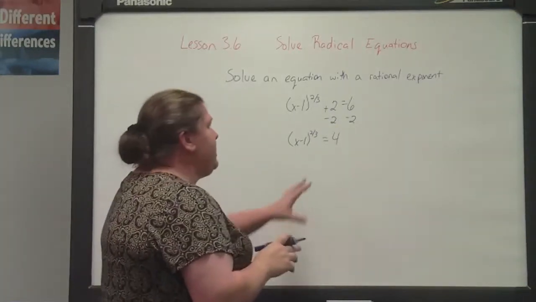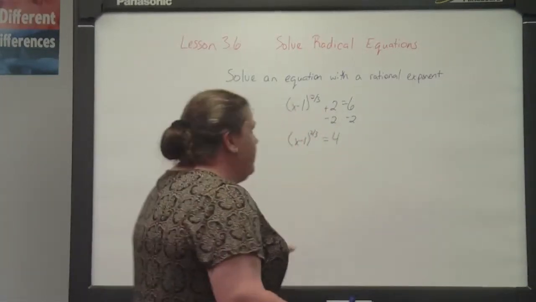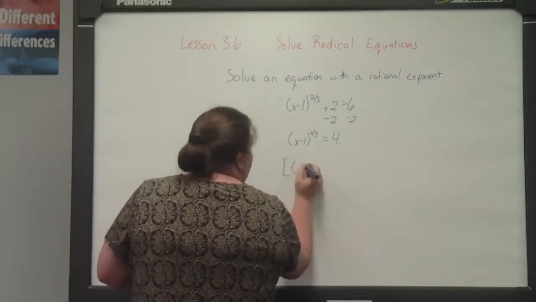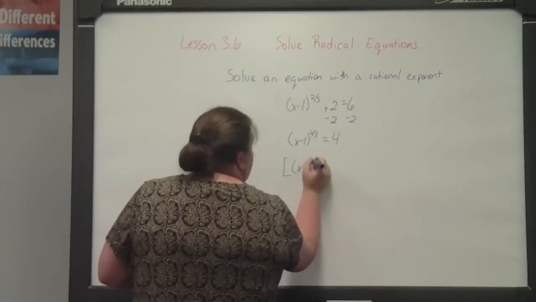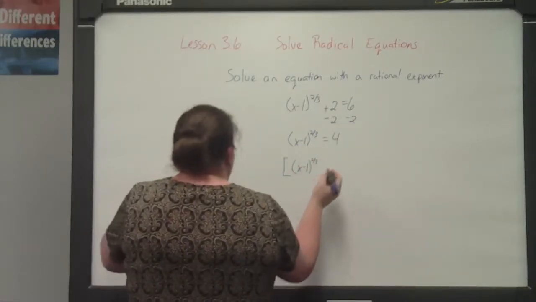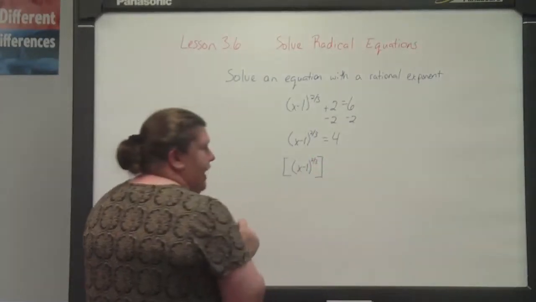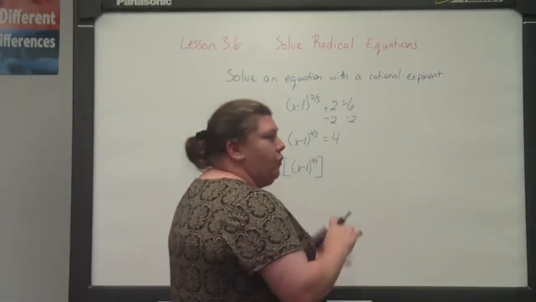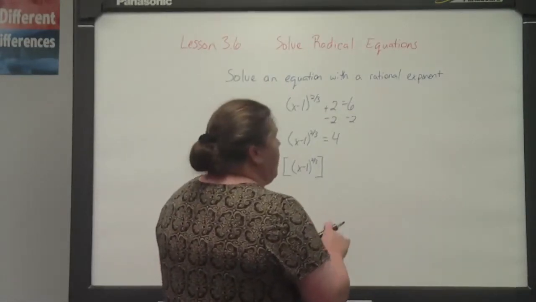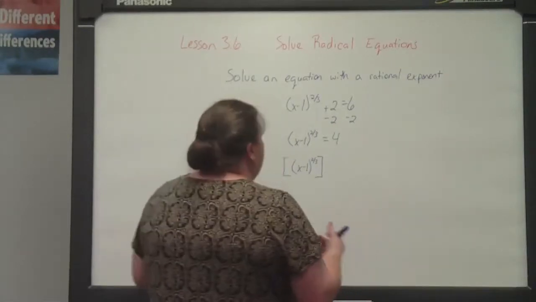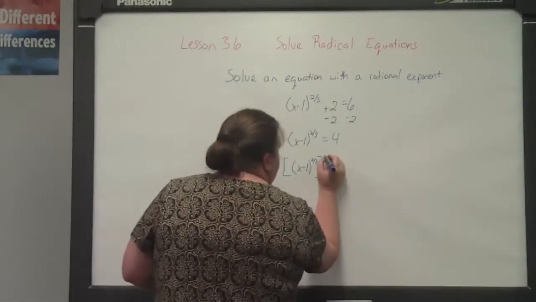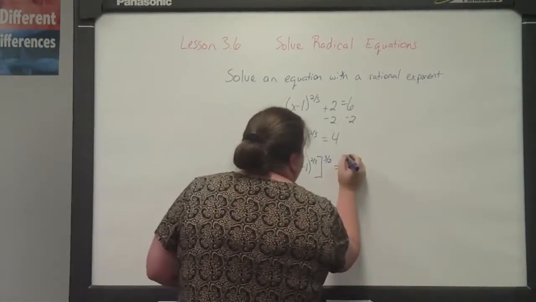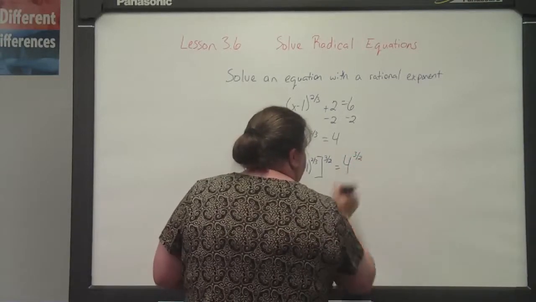The next thing I want to do is get rid of my power, which is the 2/3. The way to do this, I'm going to set it up using brackets. I'm going to say x minus 1 to the 2/3 power in my bracket. If you think about fractions, when we're moving fractions from one side of an equal sign to another, what you do is you flip it upside down, or you use the reciprocal of it. So I'm going to say to the 3/2 power equals 4 to the 3/2 power.